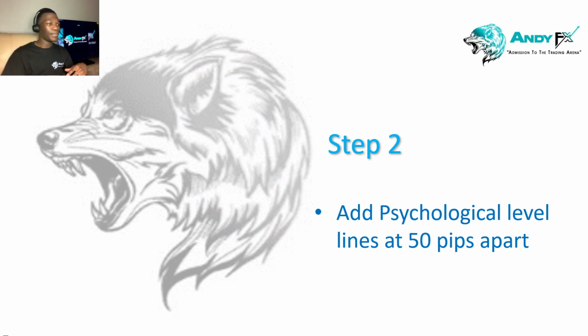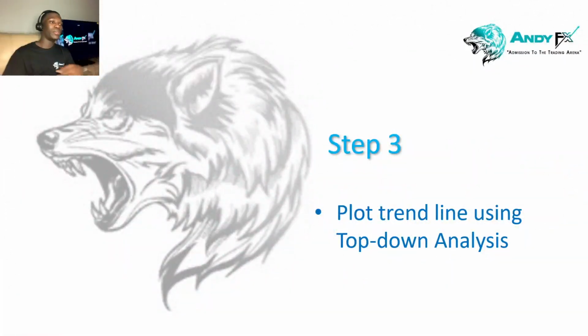And then step 3 that we're gonna be looking at is plotting trend lines using top-down analysis. Most of the people usually ask me what top-down analysis is. So top-down analysis is basically coming from a high time frame going to a low time frame, which is 4-hour time frame to 15, and then 5 minutes or 10 minutes, something like that. That's top-down analysis.